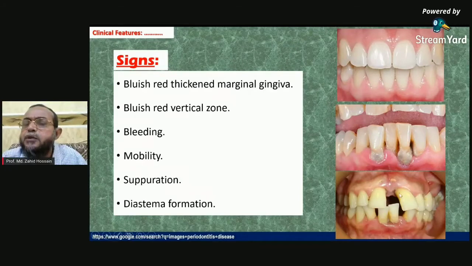You see this is called tooth migration. The tooth has shifted from its position due to periodontitis, because the supporting tissue structure around the tooth is mostly lost, so it becomes displaced from its original position.